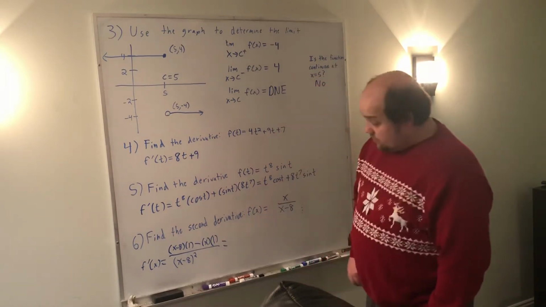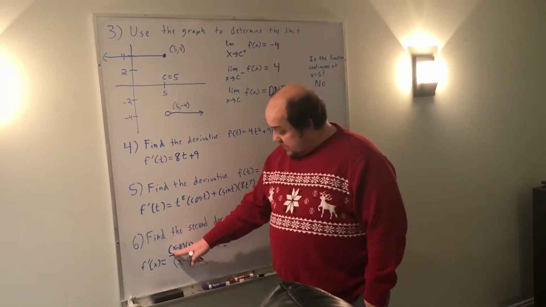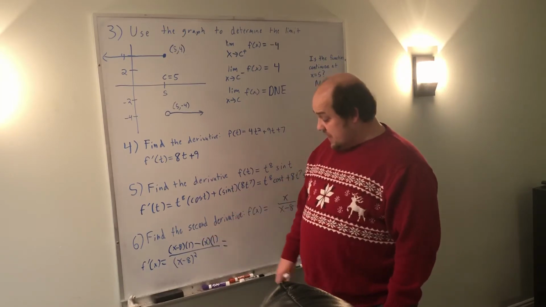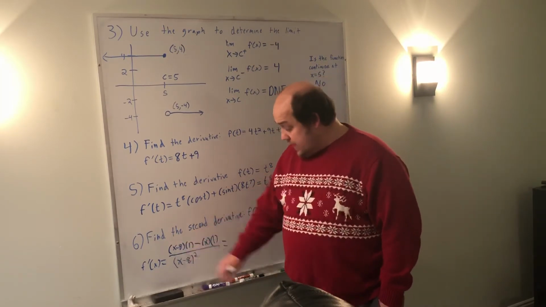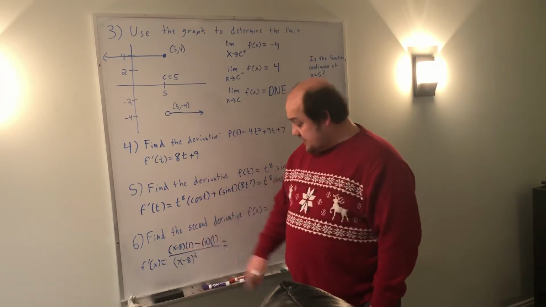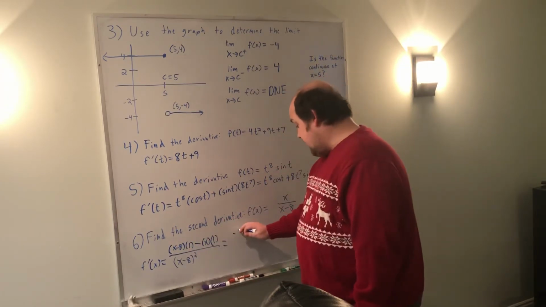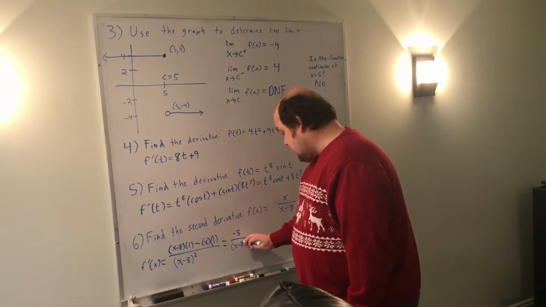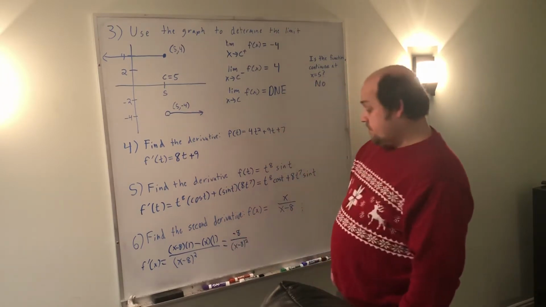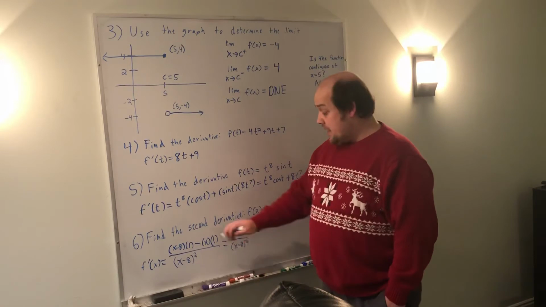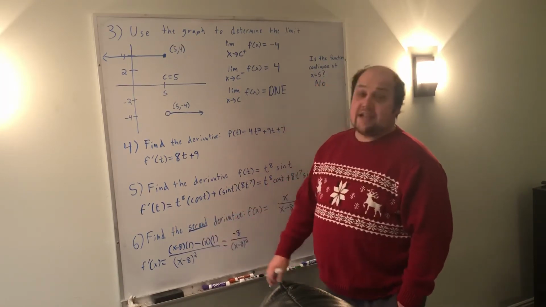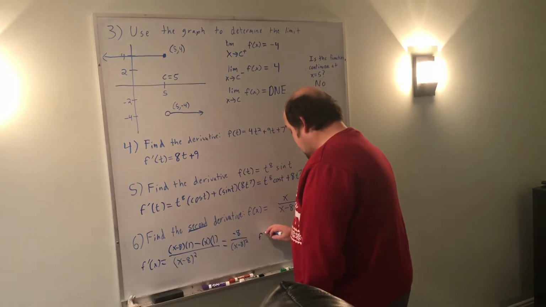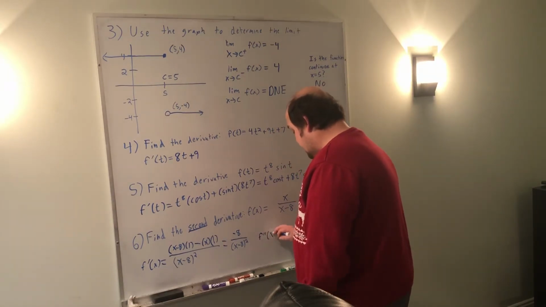If I resolve what's going on top, this 1 times x gives me a positive x. This x times 1 times a negative gives me a negative x. So those go away, and I'm just left with this negative 8 times 1, or negative 8 on top. On bottom, I have x minus 8 quantity squared. This is the first derivative, but again, the question asked me for second derivative. So I need to take it a step further and say f double prime of x.